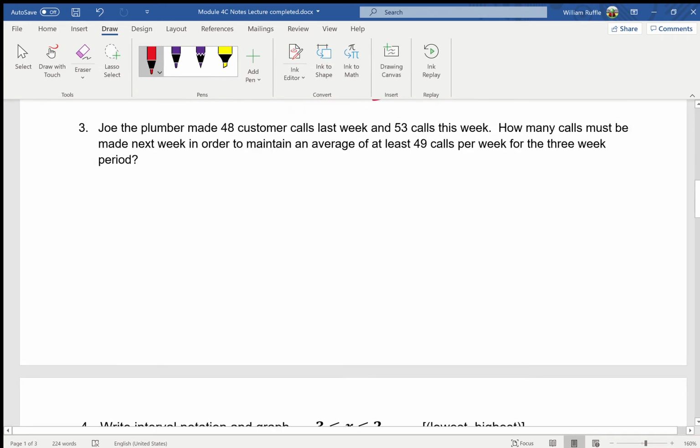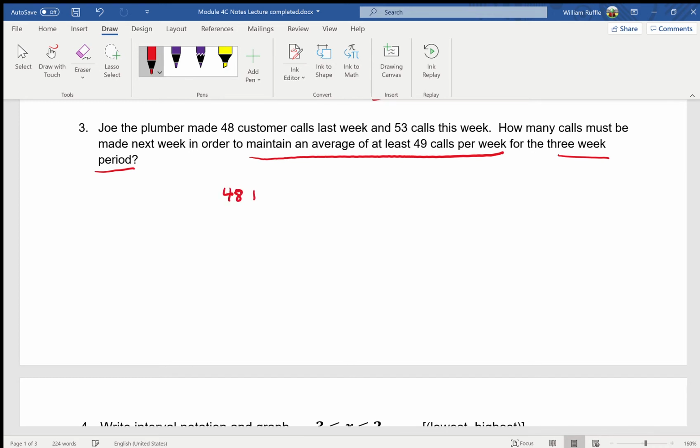All right, we got Joe the plumber here, and we're trying to find his average. He wants to maintain an average of 49 calls per week for a 3-week period. Now, we've been given the first 2 weeks. So this is 48 plus 53. Now, I don't know what the third week is, so I'm just going to make that x.